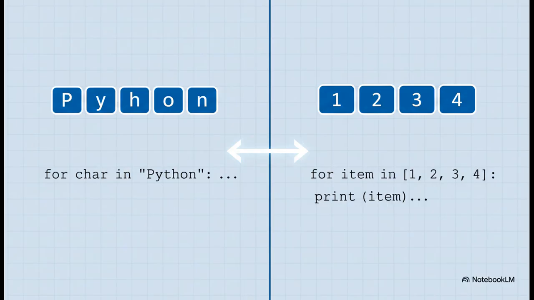And check this out. For a list of numbers, the code looks almost identical. This is what makes for loops so powerful. It doesn't really care if it's letters in a word or numbers in a list. It just sees a sequence and knows exactly what to do.